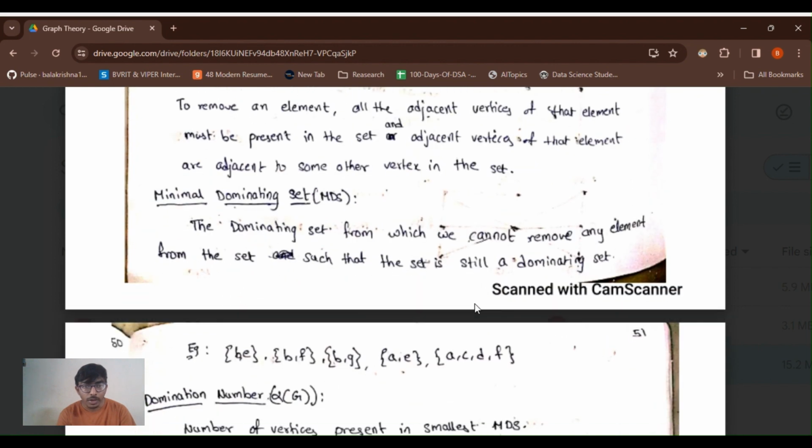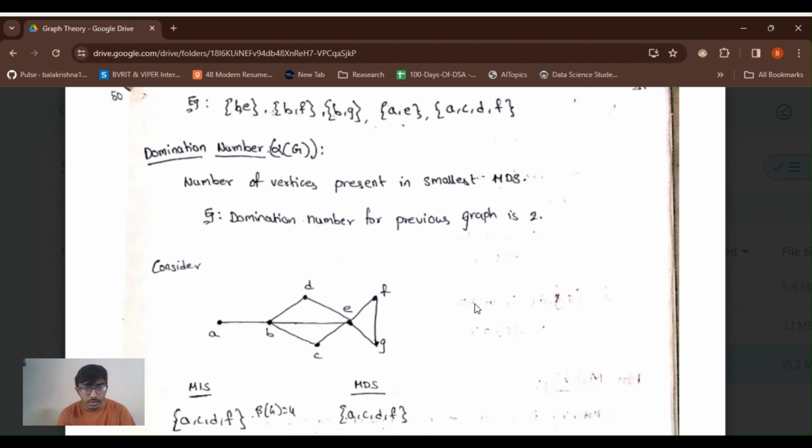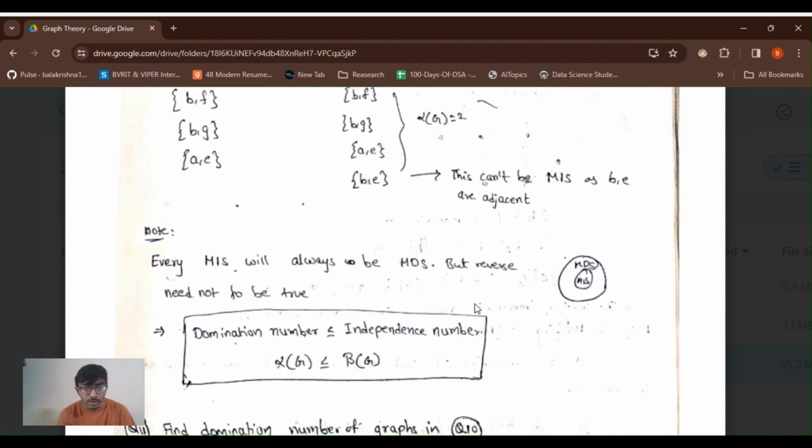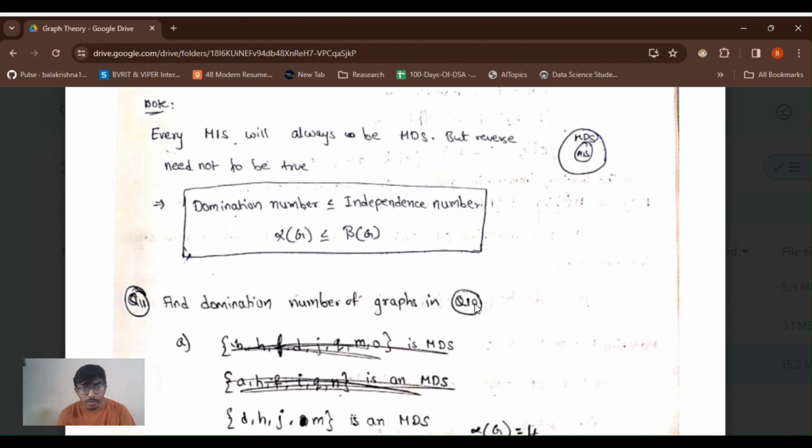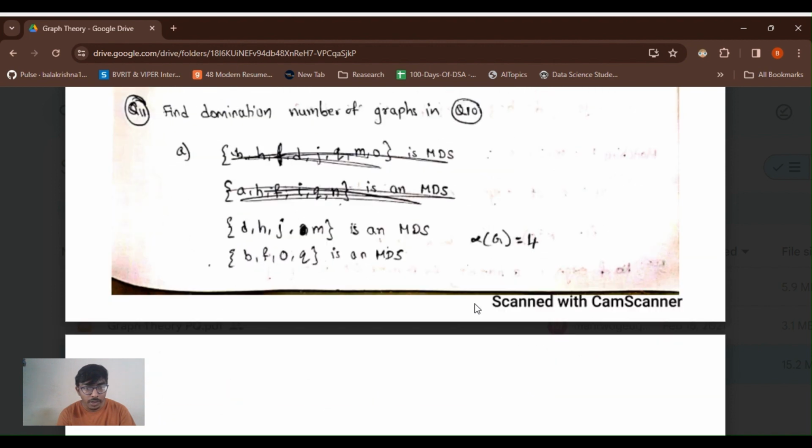Minimal dominating set: a dominating set from which we cannot remove any element such that it is still a dominating set. And this is the domination number. Domination number is always less than or equal to the independence number.